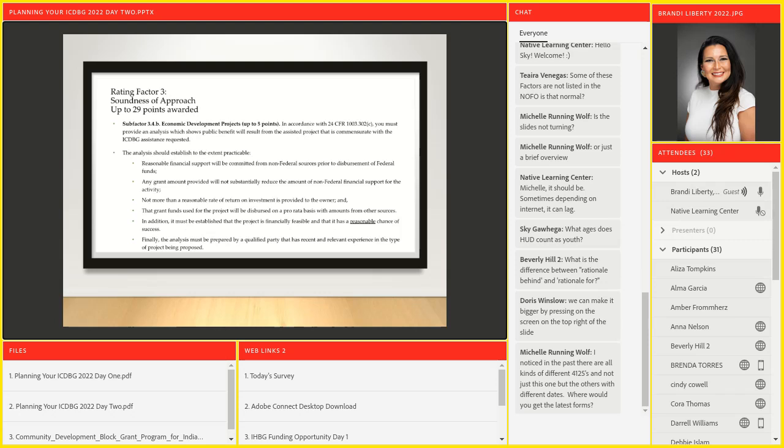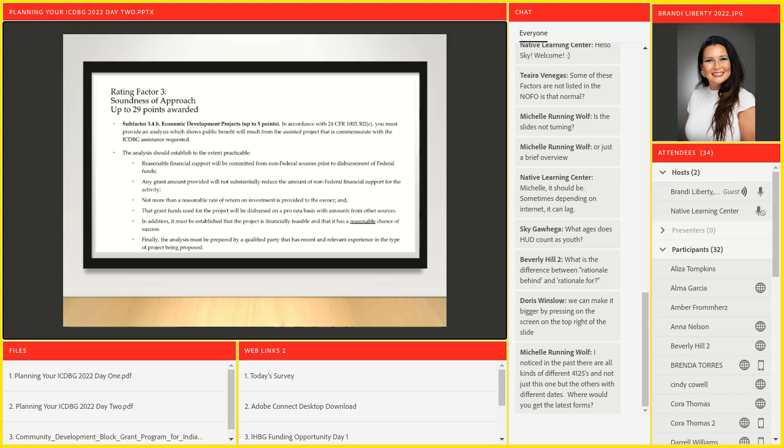Under economic development projects, you must provide an analysis which shows the public benefit that will result from the assisted project is commensurate with the ICDBG assistance requested. So what you need to do is provide an analysis that establishes the following line items. One, that there's reasonable financial support committed from non-federal sources prior to the disbursement of federal funds.